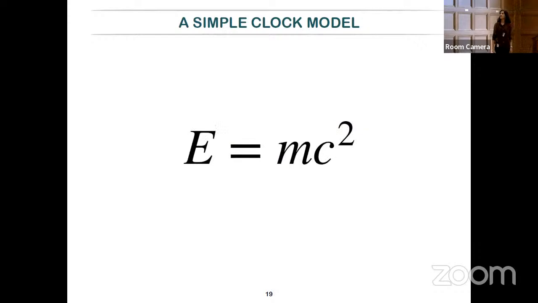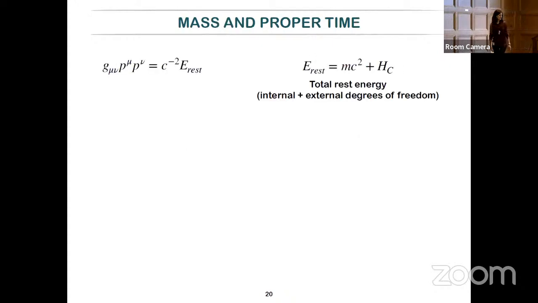This happens. That E equals mc squared. So the internal energy also contributes to the total mass of a clock. You can think of this as, this is a classical argument, but we have a dispersion relation for a particle, and this is equal to the rest energy. And the rest energy is the mass at rest, but the internal energy is also part of the rest energy. So basically, it's the total energy of the external and internal degrees of freedom.